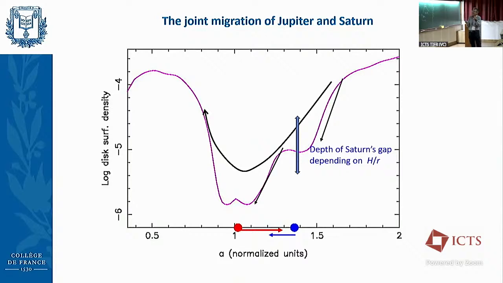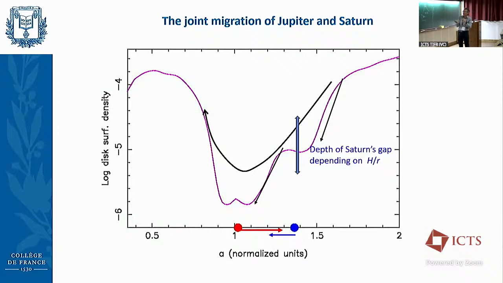But it depends actually on the depth of Saturn's gap. So that's why you have this dependence on H over R. If H over R is small, the disk is thin, and the gap of Saturn is relatively deep. And so really Jupiter feels a strong imbalance and wants to go out and takes Saturn with it.